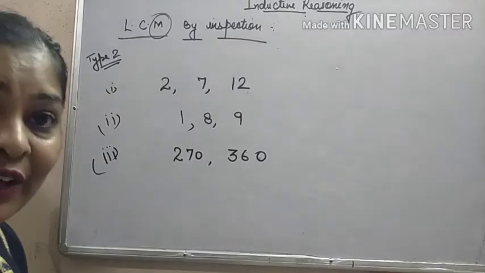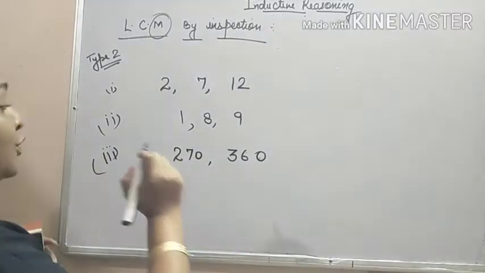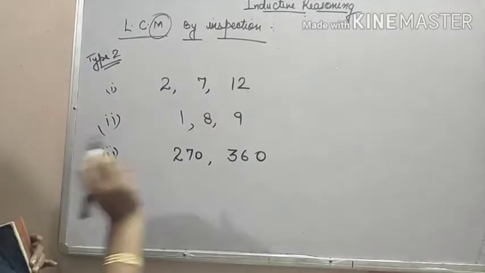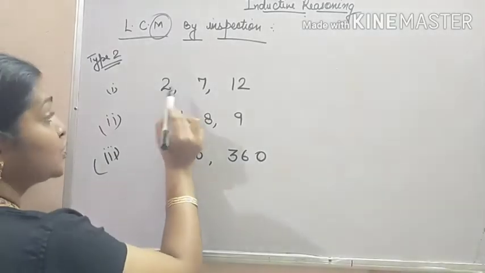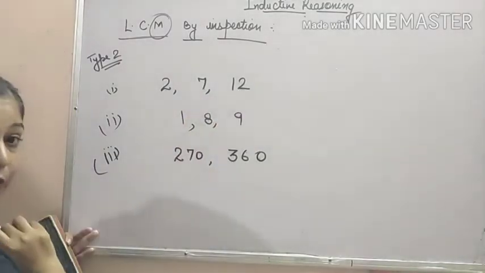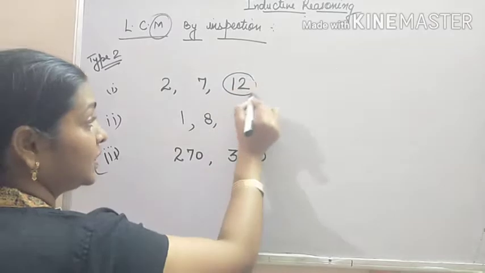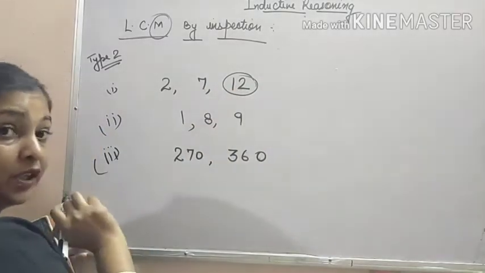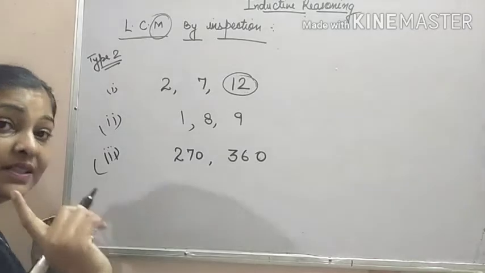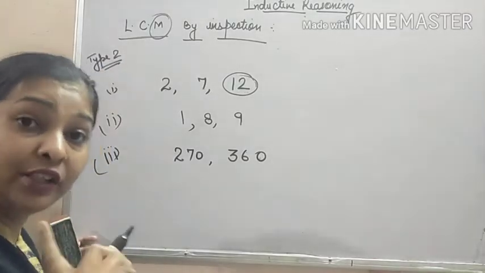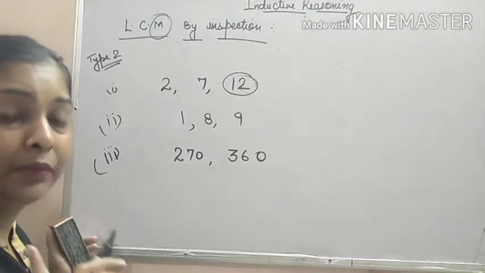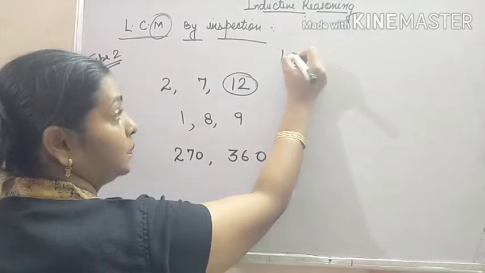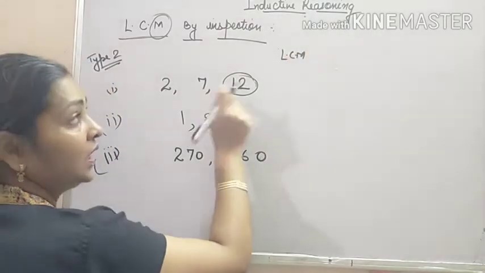Now let us check one more type, how to find the LCM of these numbers. See, the next one is 2, 7 and 12. Now the biggest number is 12. Okay. Now 12 is divisible by 2, but 7 is a prime number. And when you come across any prime number, the LCM will be just the product of the numbers.